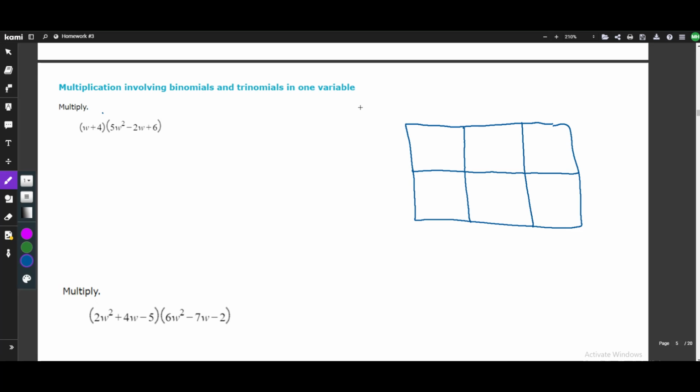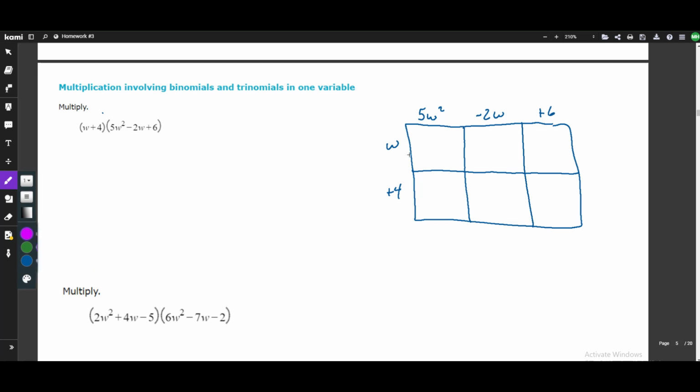I usually pick the longer one to go across. So this will be the 5w squared minus 2w plus 6. And then the other one's going to go in the column, so I've got a w and a plus 4. And I'm really just going to multiply whatever's on the top, the row, with the column. And remember, when you're multiplying, you multiply the coefficients, add the exponents. So we're going to do it this way first.